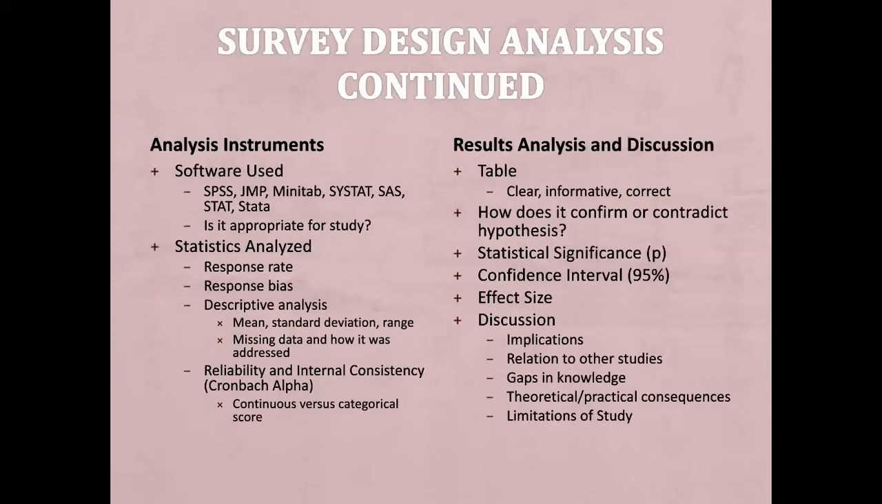Then we want to look at how they analyze their results. Typically, we would want a sound article to use some type of software to help analysis of the results. In a survey design, there are a lot of different software packages that they can use, like SPSS, JMP, Minitab, Systat, SAS, Stat, and Stata. And each of those different software packages has different benefits based on the purpose of the study.